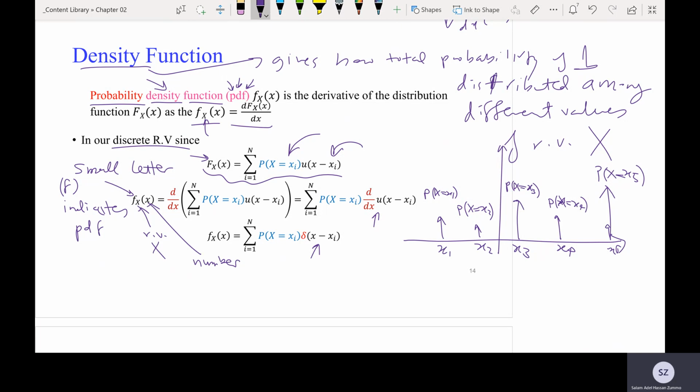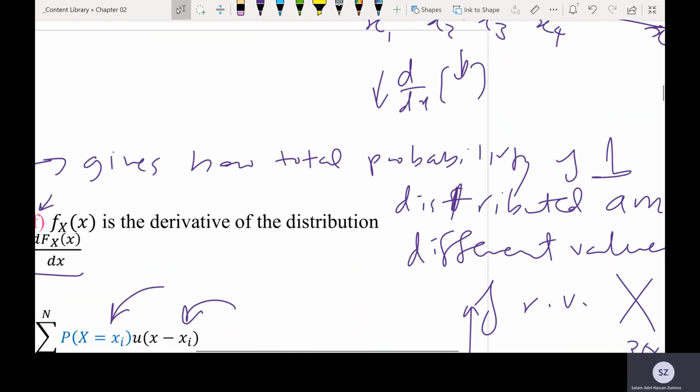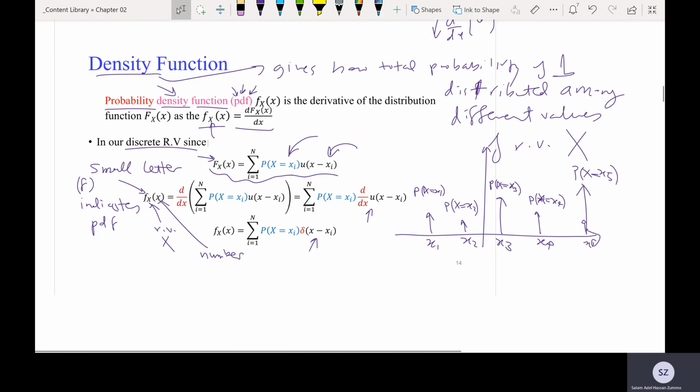And we went through some examples and said this tells you how the total probability of one is distributed among the different values of x. If we differentiate a typical discrete CDF, like the one we have seen here, we will basically get a series of impulses. Every impulse is located at a value that x takes, and its amplitude is equal to the probability that x equals that value, x1, x2, and so on. Now this should give you some visualization of how the total probability is distributed among the different values.